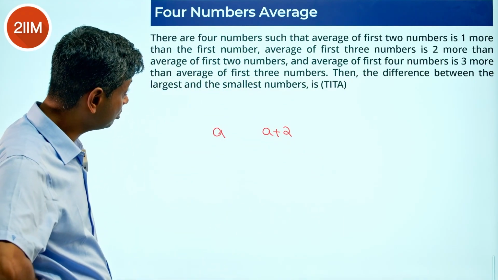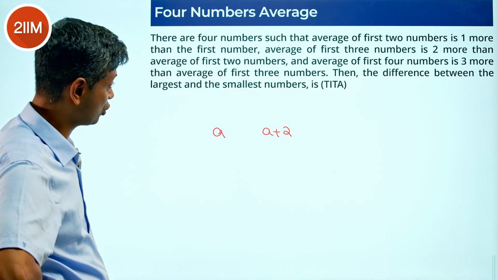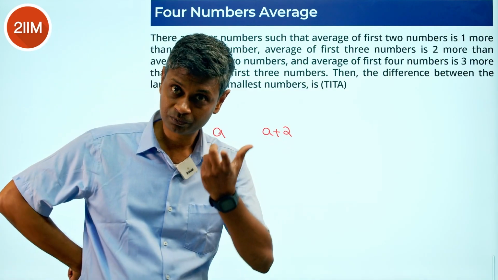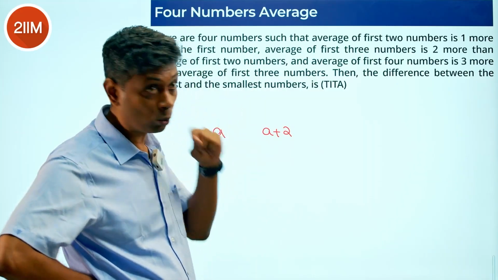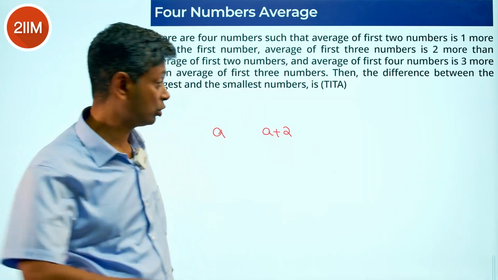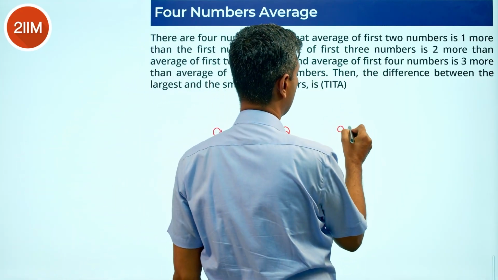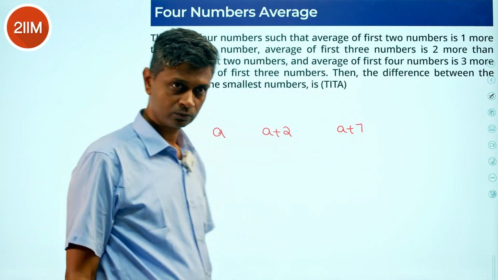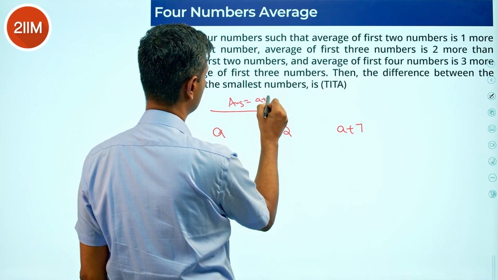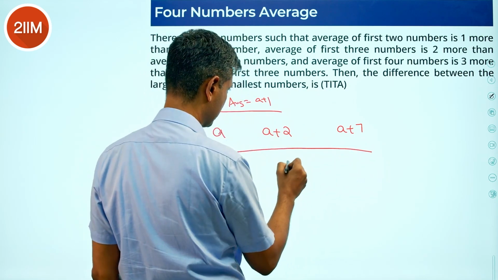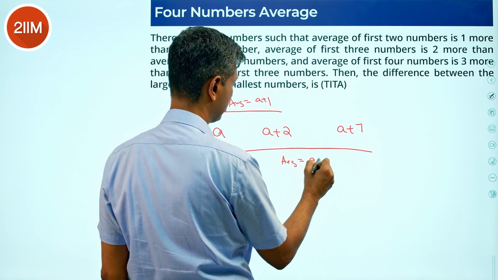The average of the first 3 numbers is 2 more than the average of the first 2 numbers. Average of the first 2 numbers is A plus 1. If the third number had also been A plus 1, average would be unchanged. Average is 2 more, bringing 6 more than A plus 1, A plus 7. Average of these two is A plus 1, average of these three, 3A plus 9, average is A plus 3.